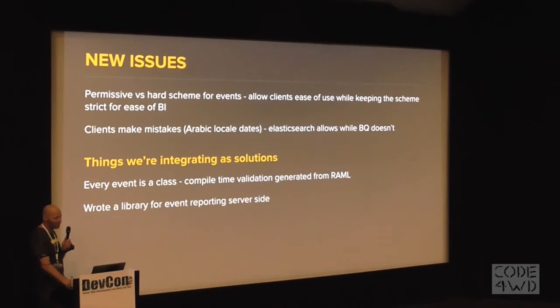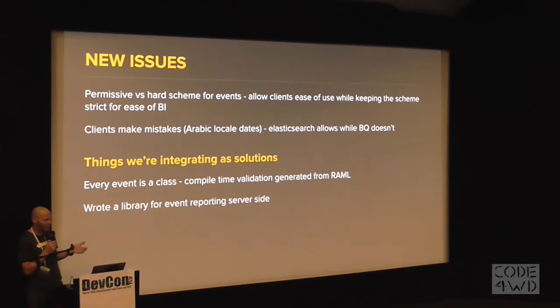Along the way, we found out some new issues. We need to decide whether we want to give flexibility or enforcement when creating events. Allow the client to decide the format of the event or not. And clients make mistakes. A recent one, about a month ago, we released a new application called Bulla. It's basically a very fast, very easy video chat app on top of WhatsApp. In less than 3 or 4 weeks, we reached 500,000 users without any marketing.